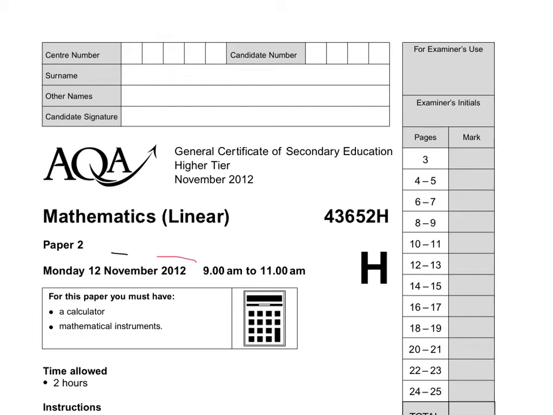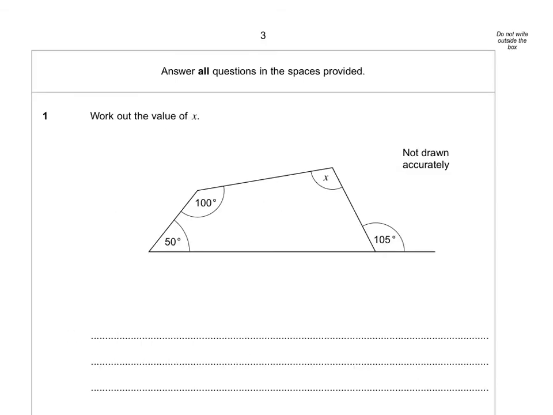November 2012, Paper 2. Question 1. Work out the value of x.